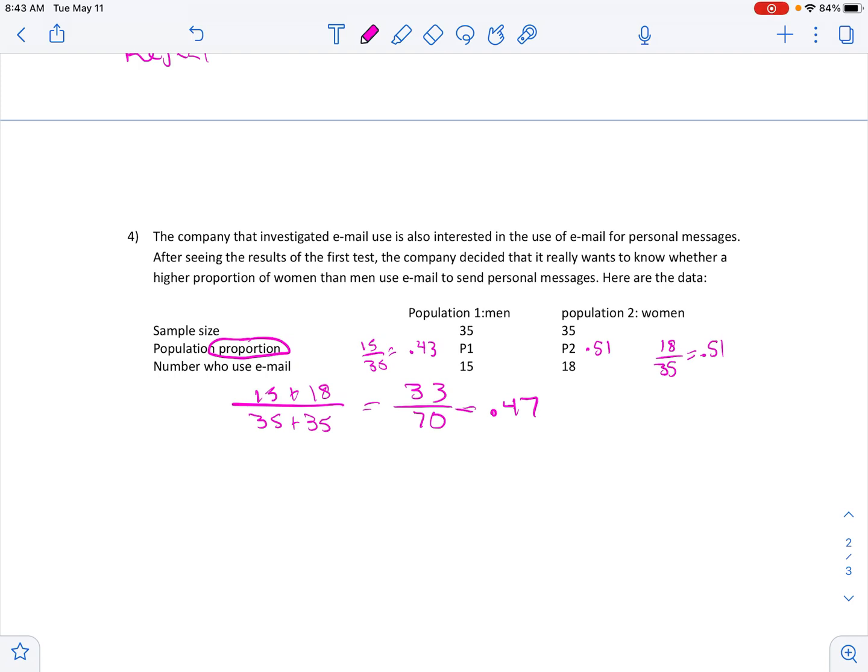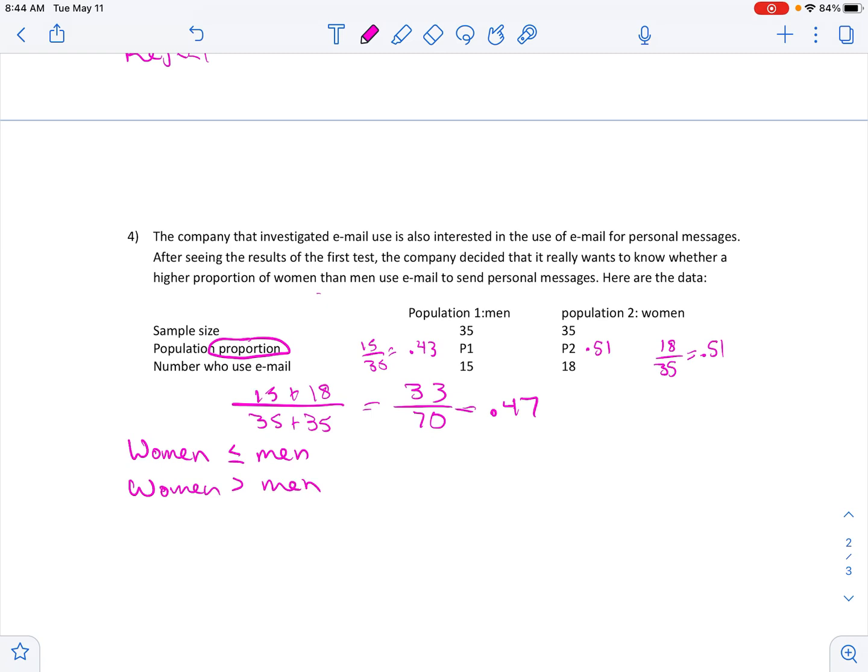Okay, after seeing the results on the test, the company decided that it really wants to know whether a higher proportion of women than men use email. So higher proportion, so we want to see if the women are higher. So we're going to assume the null, that they're less than or equal to the men. And then our alternative is that women are greater than men.